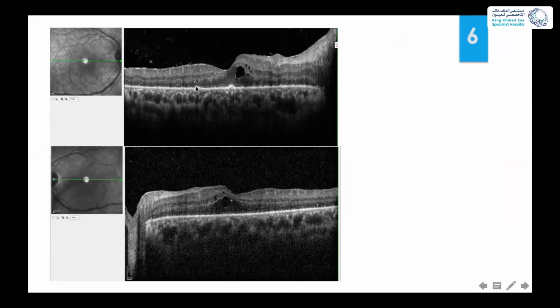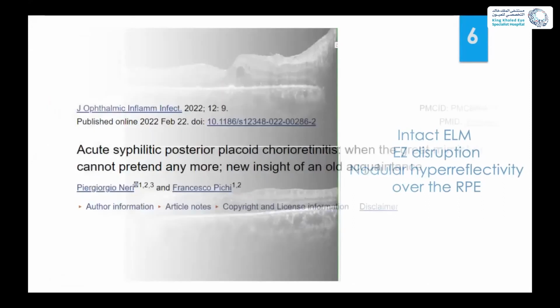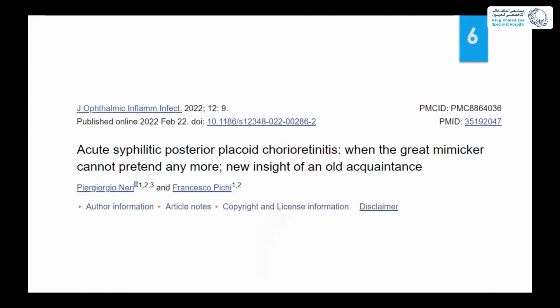And also here, you can see there is a hyperreflectivity over the retinal pigment epithelium. All this, the intact external limiting membrane and ellipsoid zone disruption or outer nuclear layer disruption and nodular hyperreflectivity over the RPE, with the fundus autofluorescence, will give you the diagnosis of acute syphilitic posterior placoid chorioretinitis.